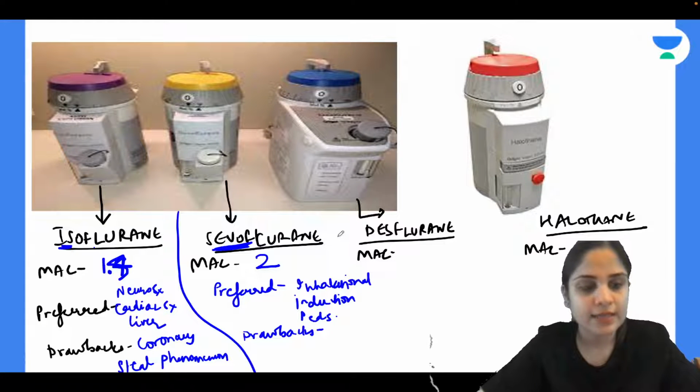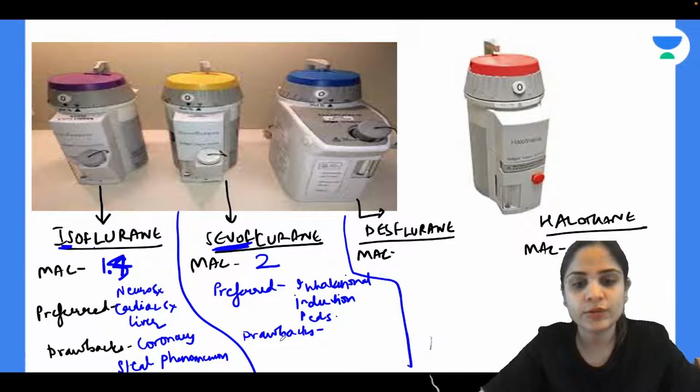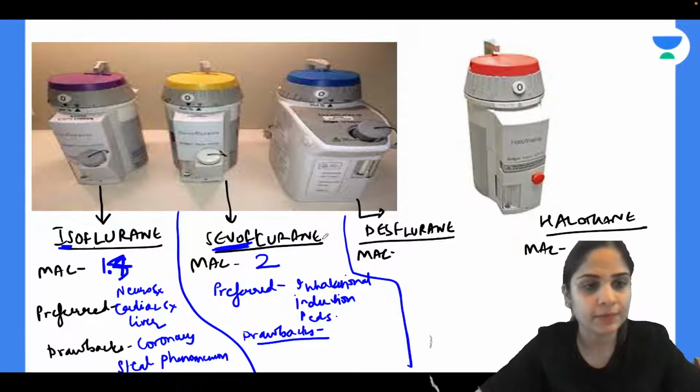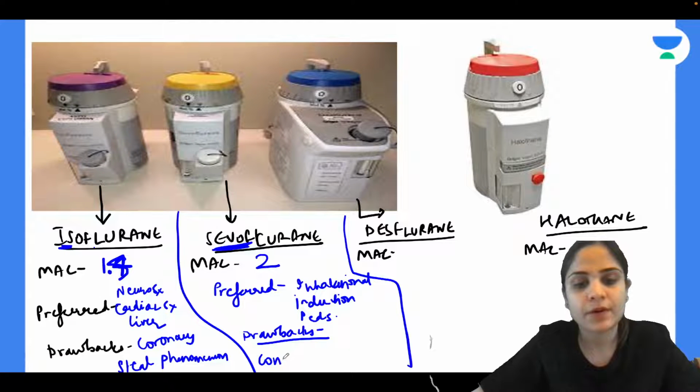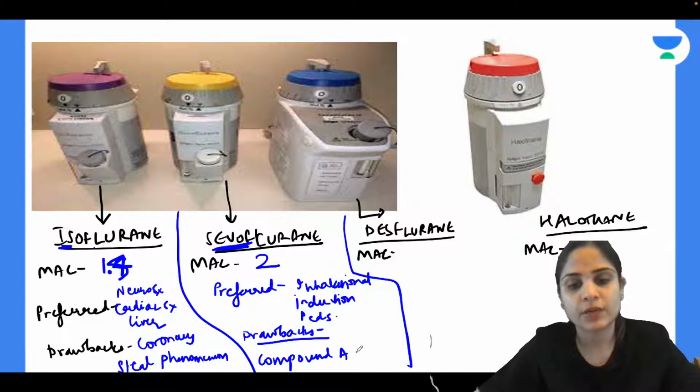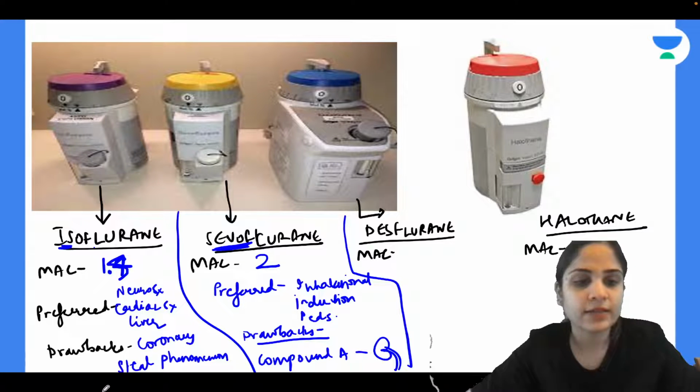Anyone? Yes, absolutely correct, Pancake. So sevoflurane can react with soda lime or carbon dioxide absorber and lead to the formation of compound A. Okay, so sevoflurane plus carbon dioxide absorber can lead to formation of compound A, and this compound A can damage the kidney. It is nephrotoxic in nature. Alright, next, tell me, what is the MAC of desflurane?